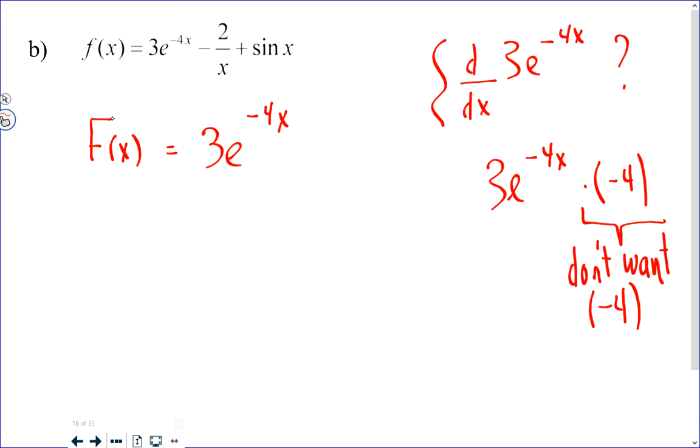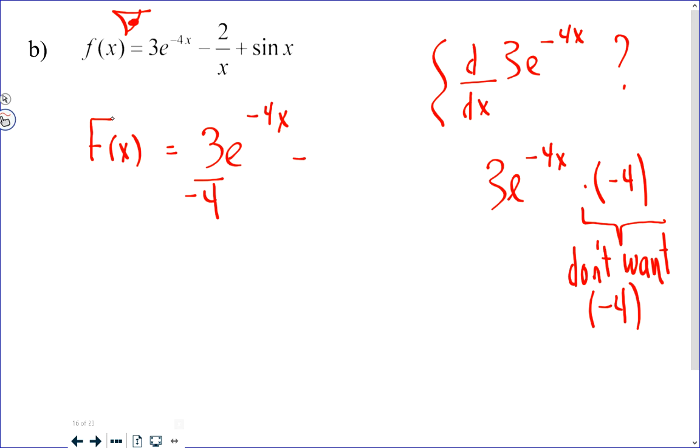We don't want negative 4. When you look up at the original function, there is no negative 4 in front of the function. So how can I get rid of that negative 4? I can divide by negative 4. And if you differentiate negative 3/4 e to the negative 4x, you're going to get negative 3/4 e to the negative 4x times negative 4, and those negative 4's will cancel.